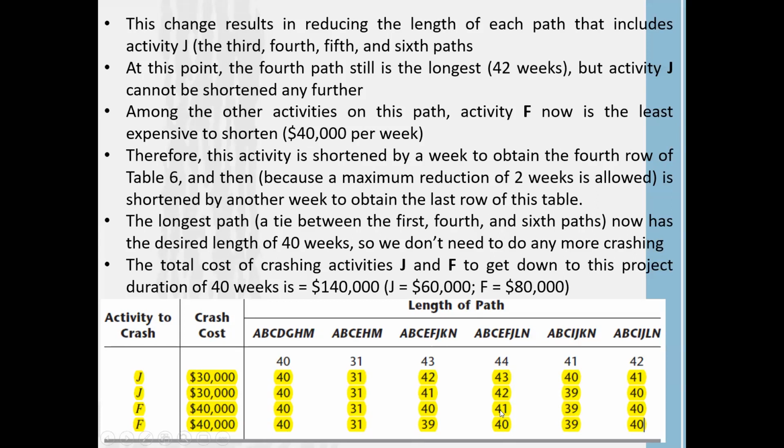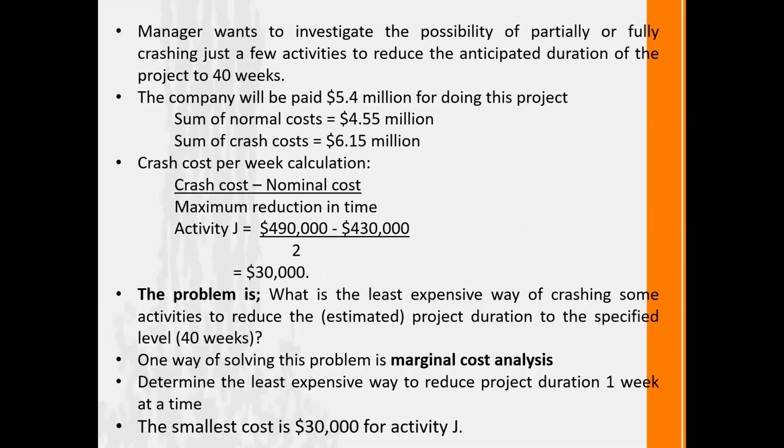So 40 weeks is our required time, then we stop the crashing of the project. The total cost of crashing the project is $140,000. So we calculate the total cost by adding $140,000 to this $4.55 million. Then we can end the project within 40 weeks without incurring losses.